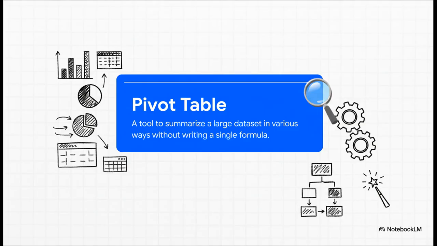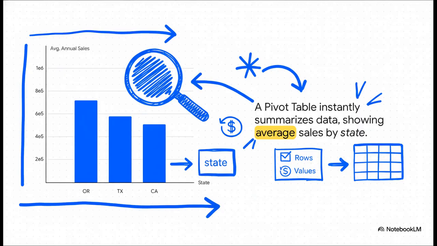And this is where the magic happens. A pivot table is this amazing feature that lets you slice and dice your data however you want, just by dragging and dropping. You can answer really complex questions in seconds. And the best part? No new formulas needed. And boom, look at that! Just by dragging state over here to rows and annual sales over there to values, the pivot table instantly crunches the numbers and gives us the average sales by state. And just like that, we have our first real insight. We can see Oregon is leading the pack.